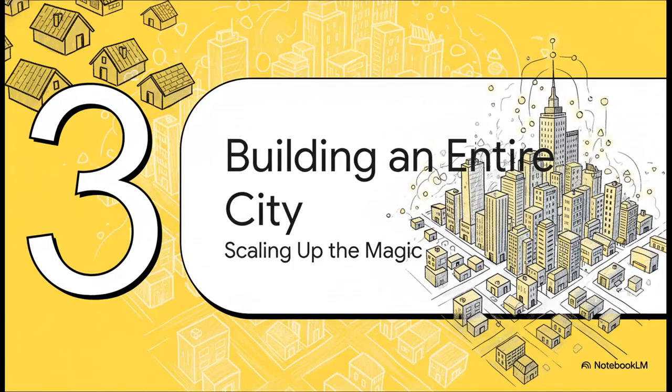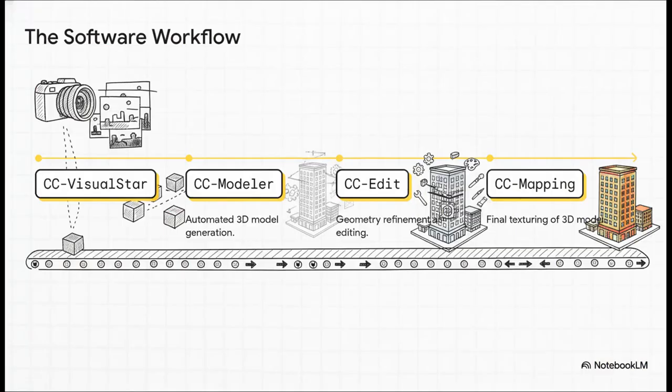Okay, so we now get how to create a perfect 3D model of one single roof using a few photos. But how in the world do you scale that up to model an entire city? This is where things get really impressive. Well, to chew through millions of photos covering hundreds of square miles, you need an industrial-scale software pipeline. It's basically a digital assembly line.